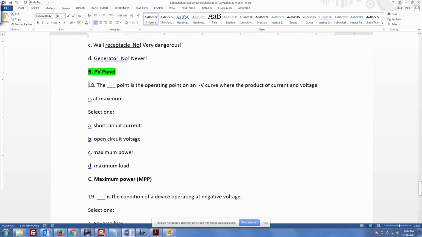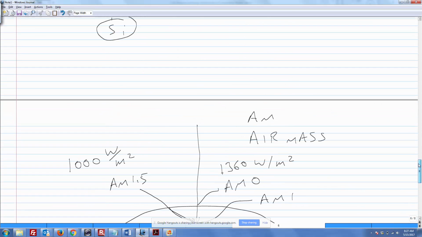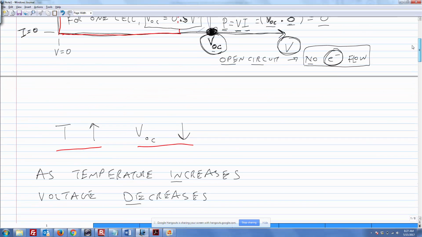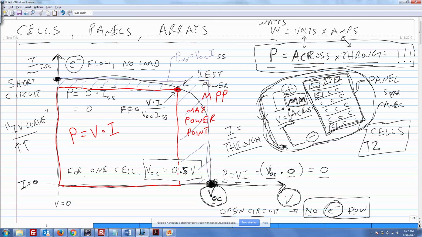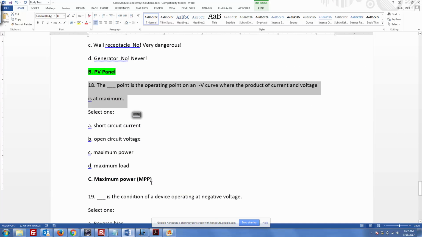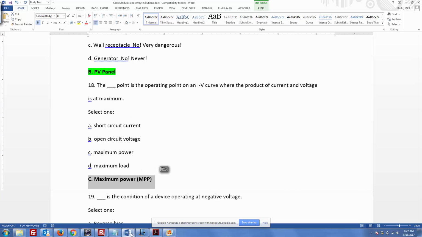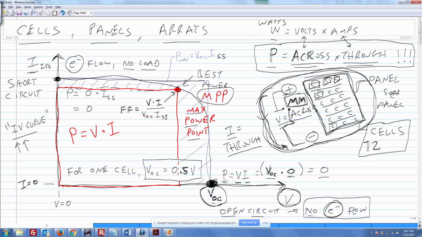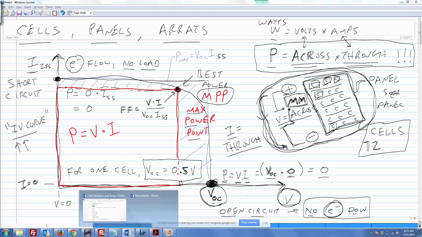Okay, 18. The blank is the point on the IV curve where the product is maximum. And we showed this already. Let me just review. This is the maximum. IMPP, maximum power. Maximum power point, MPP. Maximum power point. And that's also where this area, this nice big red cell, is the largest. Very important.